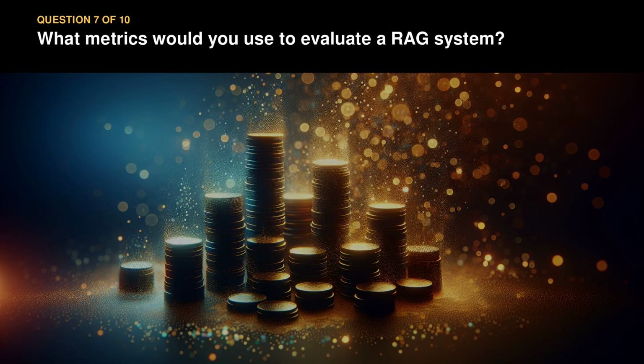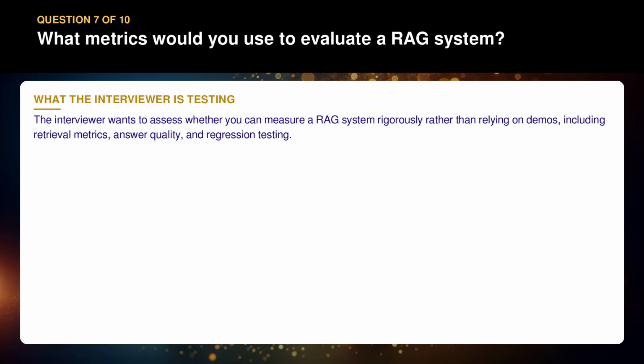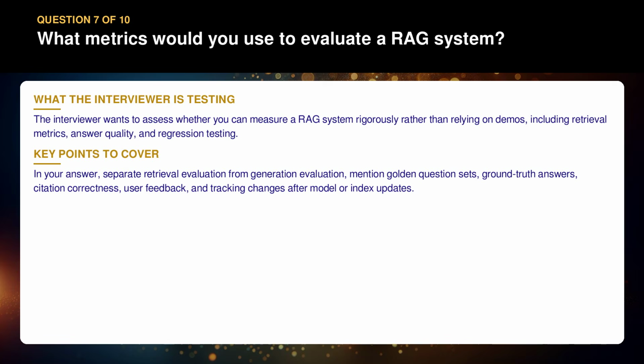Question 7. What metrics would you use to evaluate a RAG system? The interviewer wants to assess whether you can measure a RAG system rigorously rather than relying on demos, including retrieval metrics, answer quality, and regression testing. In your answer, separate retrieval evaluation from generation evaluation. Mention golden question sets, ground truth answers, citation correctness, user feedback, and tracking changes after model or index updates.